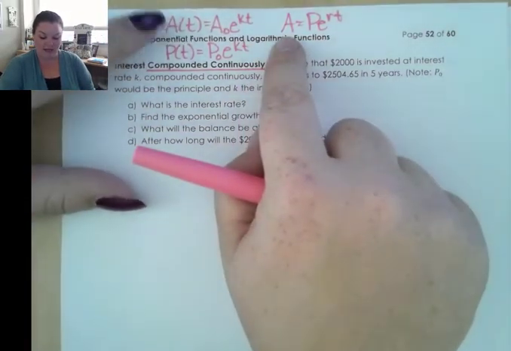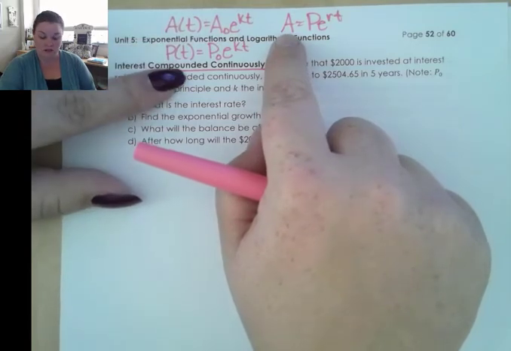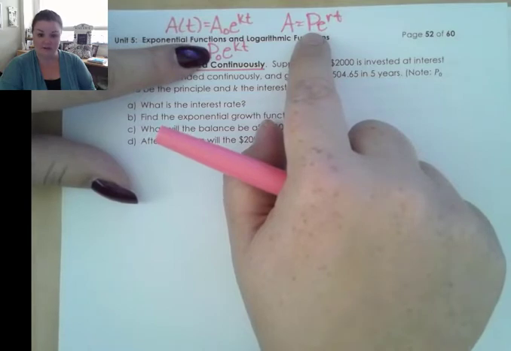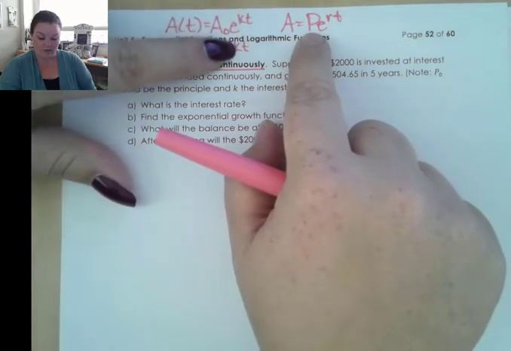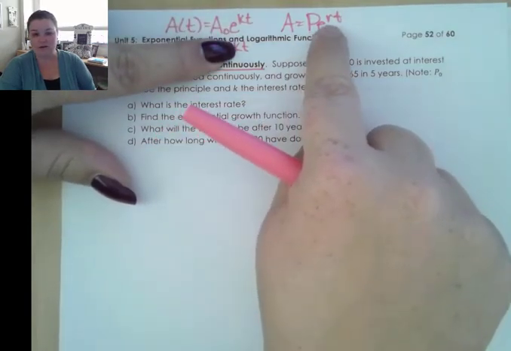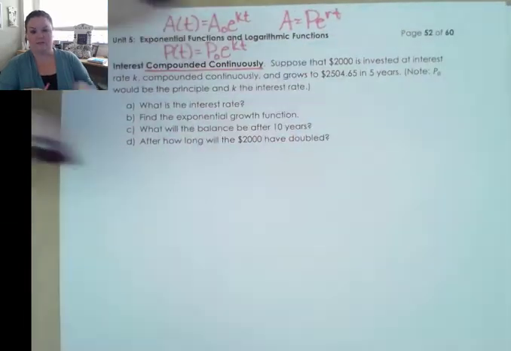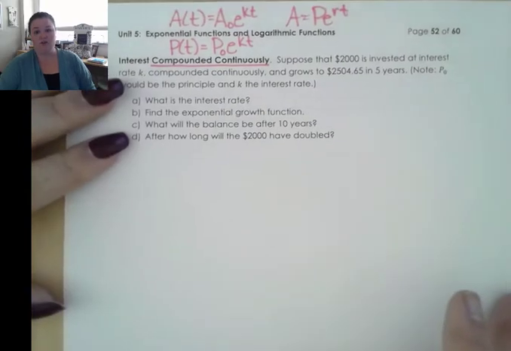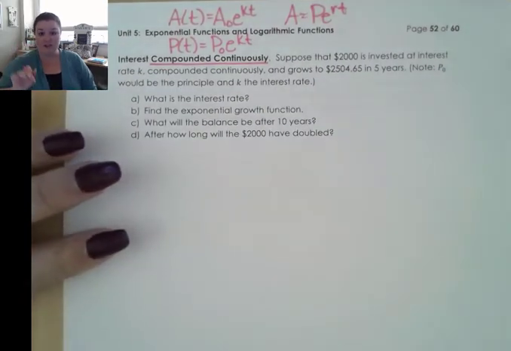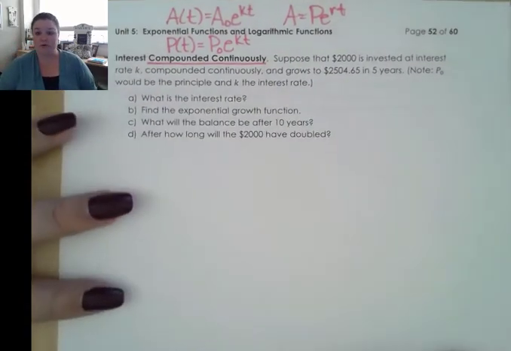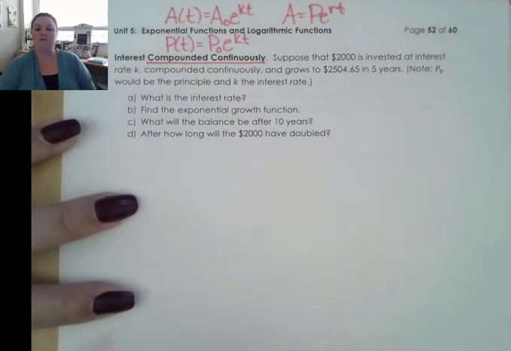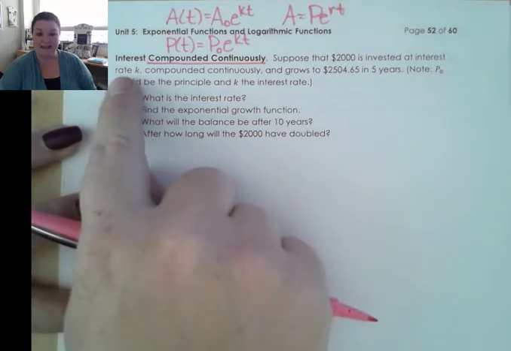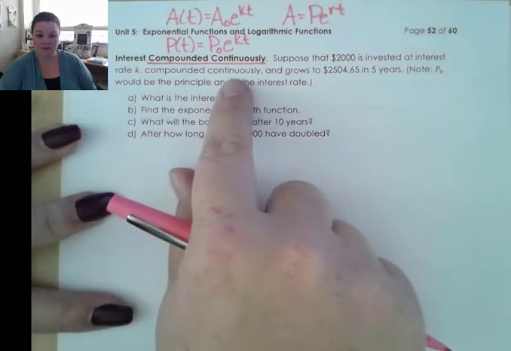Whatever's on the left-hand side is your ending amount. Whatever is the constant after the equal sign is your initial amount. And then k is your rate. In this case, if you write it as an r, that's your rate. And t is your time. So again, these formulas will be given to you on a test and for the final. You just have to know what each of the little letters stand for based on where they're at in the formula.